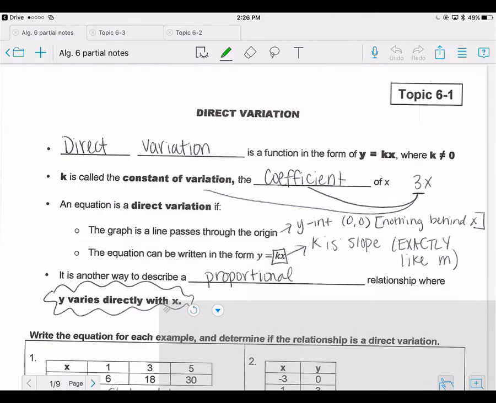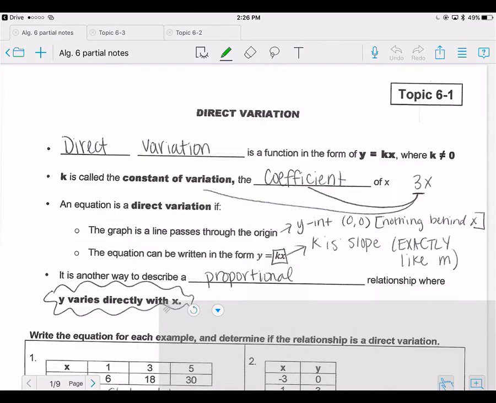For direct variation, we have a couple things that are already filled in for us, so please make sure you're paying attention. Direct variation is a function in the form of y equals kx, where k is not 0. k is called the constant of variation or the coefficient of x, so it is the number that comes before x. An equation is a direct variation if the graph of the line passes through the origin, so if my y-intercept is (0, 0), and it can be written in the form of y equals kx. k is your slope, which is exactly like m. And in your equation, there is nothing that follows x.